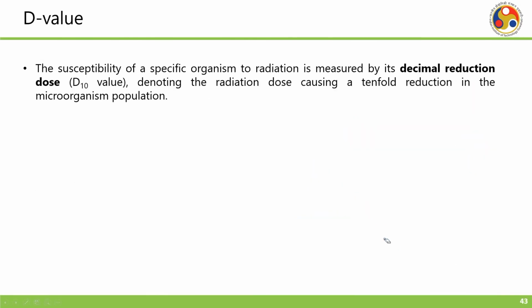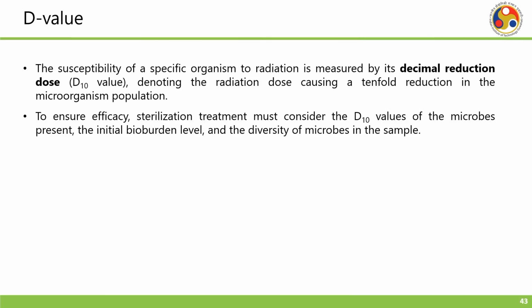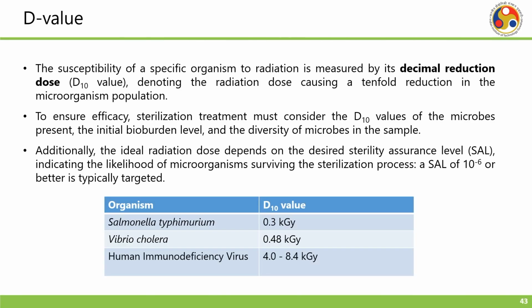D value. The susceptibility of a specific organism to radiation is measured by its decimal reduction dose, or D10 value, denoting the radiation dose causing a tenfold reduction in the microorganism population. To ensure efficacy, sterilization treatments must consider the D10 values of the microbes present, the initial bioburden level and the diversity of microbes present in the sample.